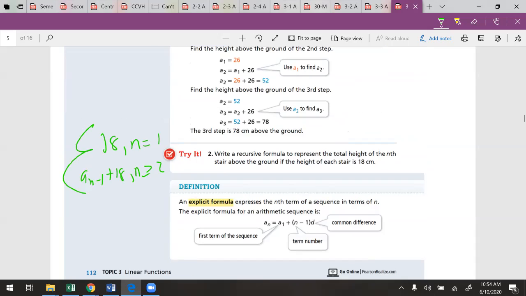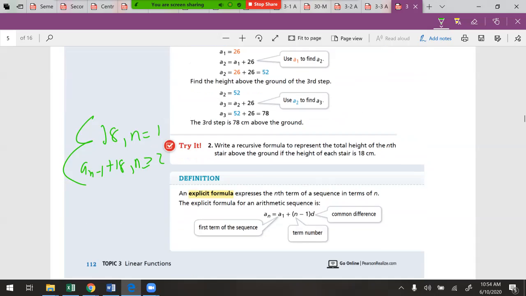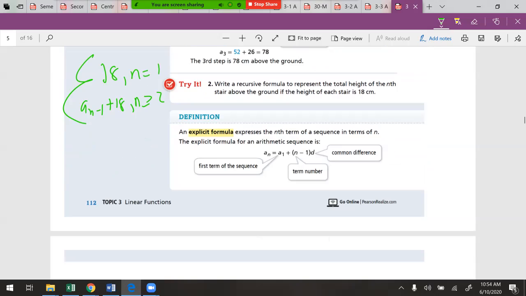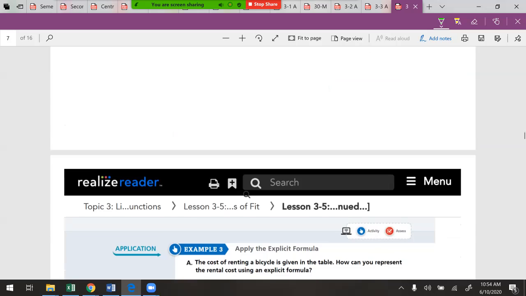There you go. That's simple. That's it. Explicit, you always have the first number and the common difference. So that's your slope, that's your first number. And you can use it to find any number you want. It does not matter. Okay, let's look at an example.